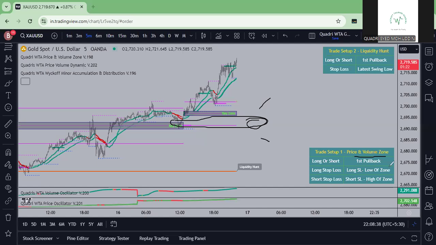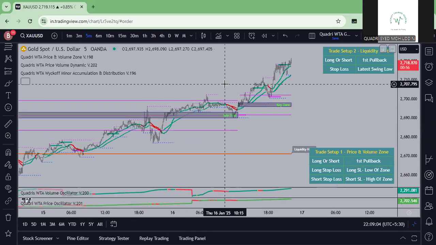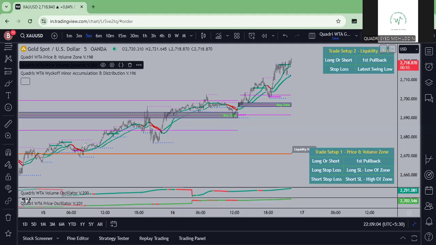It is simple. Look for the first pullback. Your long stop and short stop are clearly mentioned over here. This is how you have to trade. In trade setup two, that is liquidity hunt, you have to trade based on the first pullback, and the last swing low would be your stop loss. Now here comes target booking, and how to book the profits. If you're trading on a trail, you can say with liquidity hunt, this is a breakout.